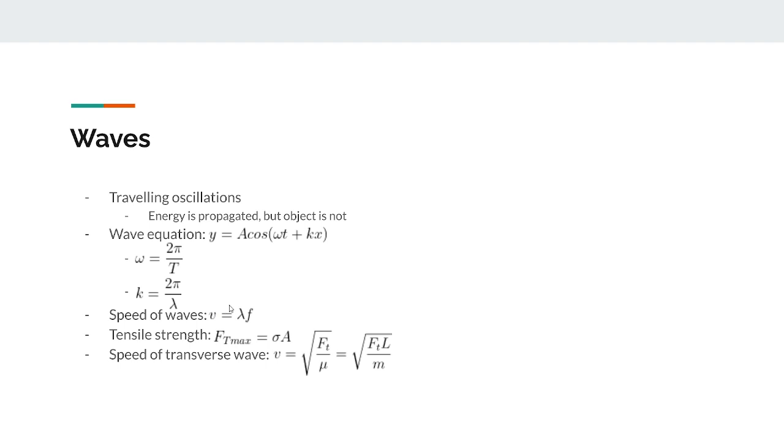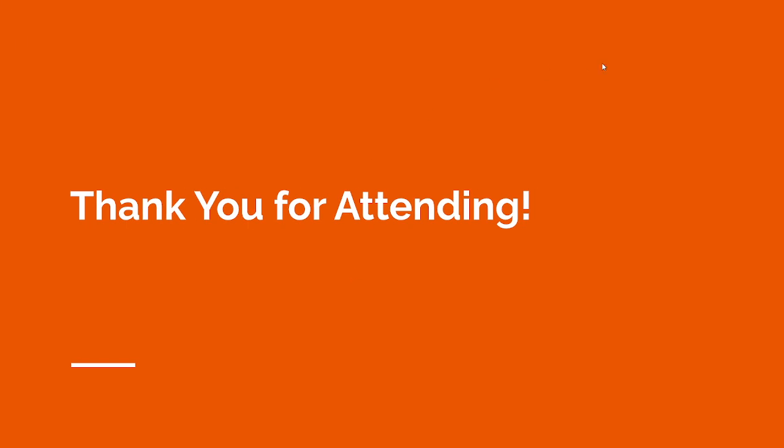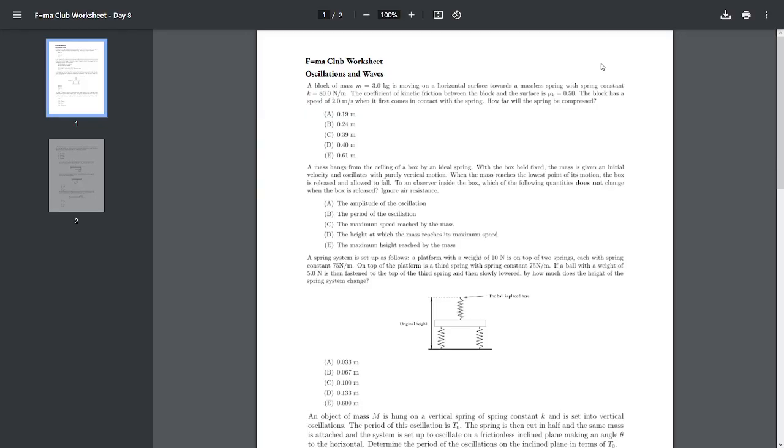We have the speed of waves is going to be equal to our wavelength times our frequency. Our tensile strength is actually going to be this tensile strength coefficient times our cross-sectional area. And we have that the speed of a transverse wave is going to follow this equation, right? So it's our tension force divided by this mu. And we can actually simplify that into this, where it's going to be the square root of our tension force times our length divided by our mass, right? I think that's about it. So let's move straight into our worksheet.